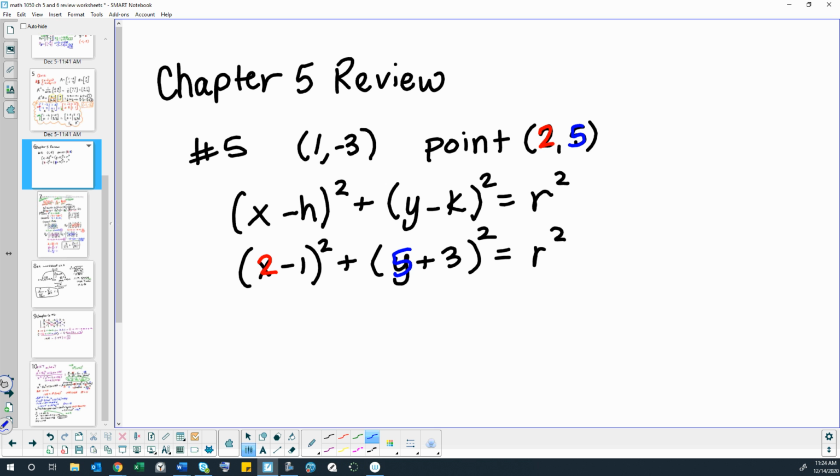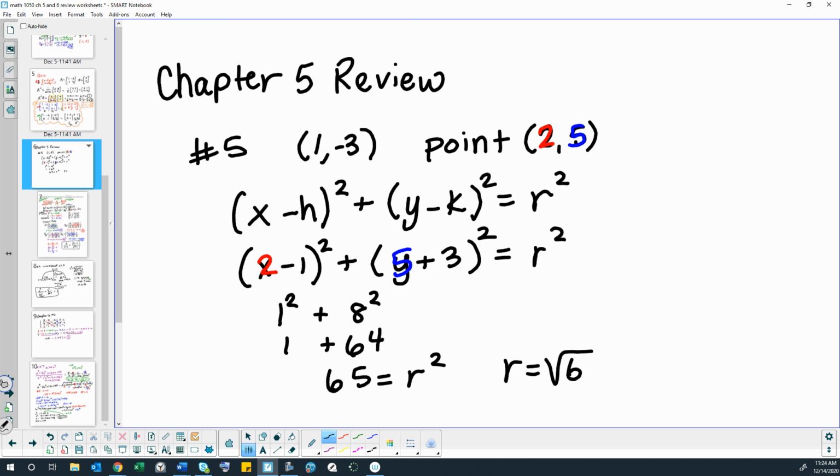And now let's simplify it. So 2 minus 1 is 1, and so that's 1 squared, which is 1. And then 5 plus 3 is 8, so that's 8 squared, which is 64. So that's 65 equals r squared. So now I know what the equation is. If I really wanted to know what r is, it's the square root of 65, which is a little bit more than 8, right? So possibly 8.1.